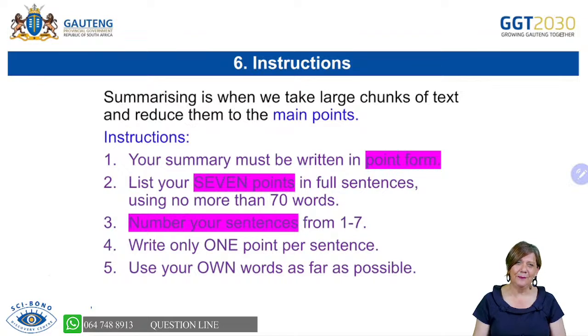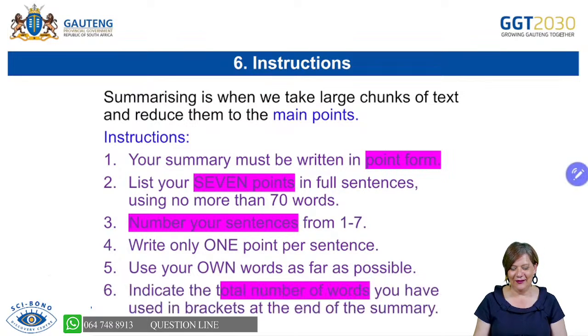And this is a tricky one. Use your own words as far as possible. As far as possible. And we'll come back to that one. Now, these instructions can be used as a checklist. So when you're done with your summary, use the instructions as a tick list and literally tick next to each thing to check that you have done everything correctly. Lastly, remember that you have to count your words and write the number at the end in brackets. And don't lie. You need to count.